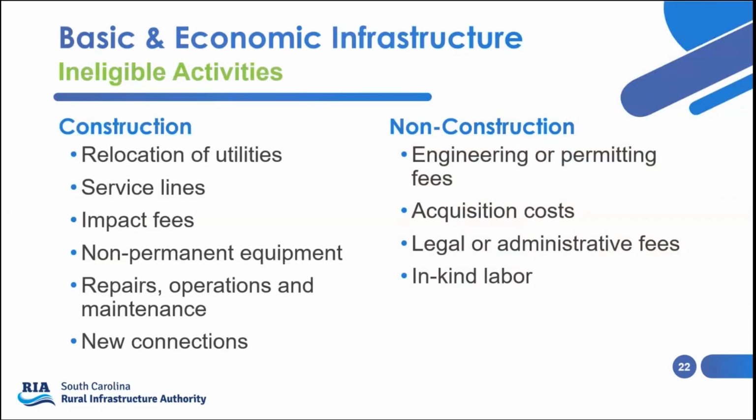Now, this slide provides guidance on what RIA generally does not pay for, including some specific construction activities, as well as non-construction activities, which, unlike SCIP grants, have always been ineligible for state-funded projects. These activities include engineering, permitting, construction management, easement or acquisition costs, as well as legal or administrative fees. As you can see, there are even some construction activities that are considered ineligible, and you want to keep that in mind when developing a potential project. But remember also that these costs can count towards the match requirement.